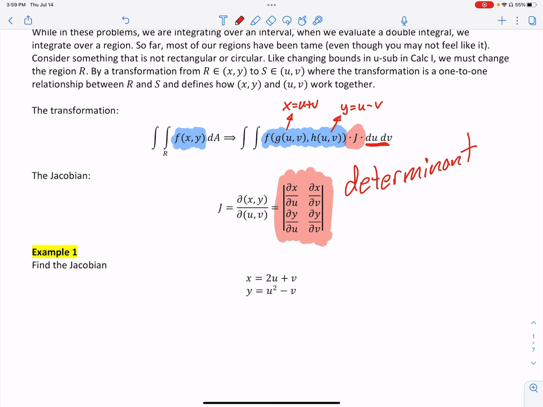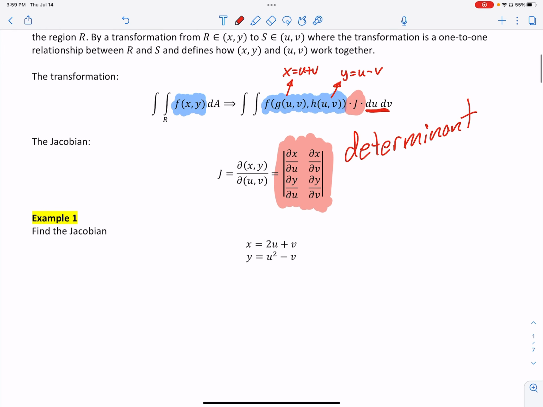So let's give this a shot. Let's find the Jacobian here. This is going to be the thing that we're going to have to introduce to our quote-unquote three-dimensional U-subs. So we need to find each one of those. So J is equal to, right?